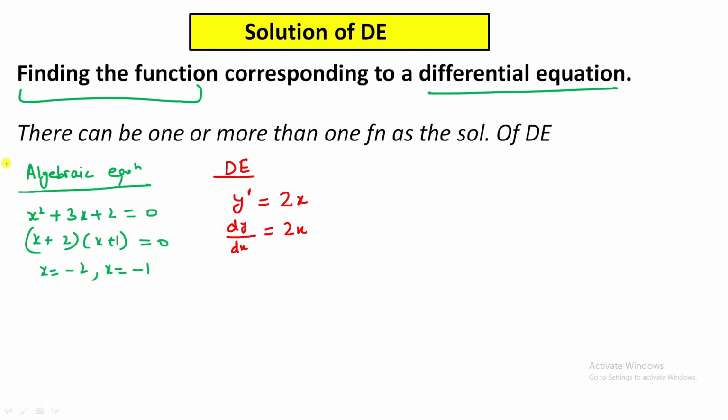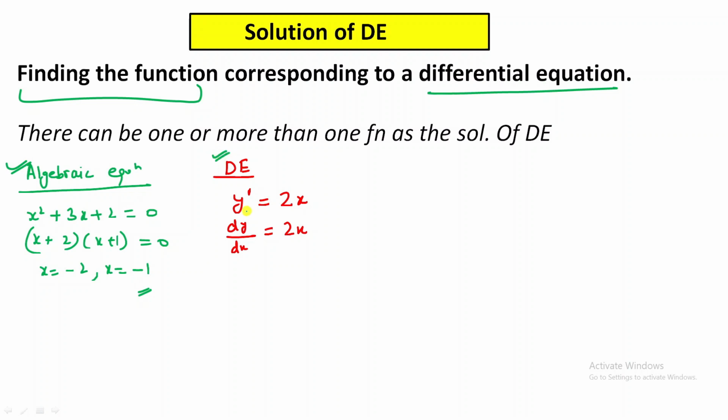For example, if you are given an algebraic equation, for example x square plus dx plus 2 equal to 0, we have seen in our classes that we can use the concept of middle term splitting, and then we can find the solution. So the values of x will be -2 and -3, right? This is the algebraic equation.